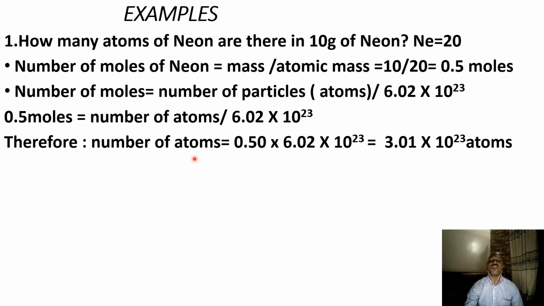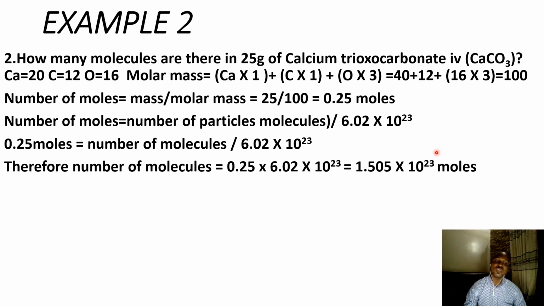Now, if you make the number of atoms the subject of the formula, we say therefore the number of atoms is equal to 0.50 times 6.02 times 10 raised to the power 23, which will give you 3.01 times 10 raised to the power 23 atoms. My wonderful learners, you have this at the tip of your fingers. You can go over it over and over again until you get the concept clear.